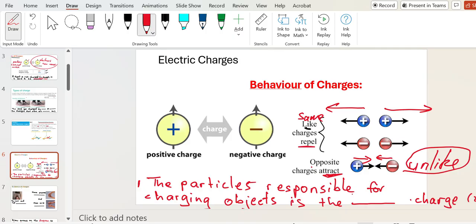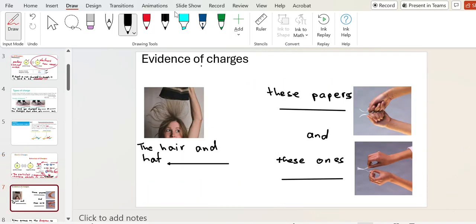So the particles responsible for charging, we said it is the what? Is the electron, because it is the electron which can move. Protons cannot move. This is the behavior of charges, either repelling or attracting, depending on whether they are the same or different. Let's go to the next slide. Let's try to answer some practice questions here.